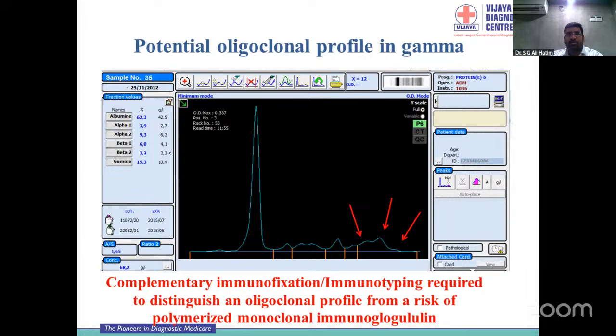So when we run the electrophoresis sample, they present in a different oligoclonal profile. To differentiate an oligoclonal profile from a polymerized monoclonal immunoglobulin, we treat the sample with reducing substances before running it. Beta mercaptoethanol is one of the reducing substances; we treat the sample with that so that it will break those polymers into single chains. When we run that sample again, it will present as a monoclonal peak rather than the polymerized form. So that is the meaning of polymerization of monoclonal immunoglobulin.